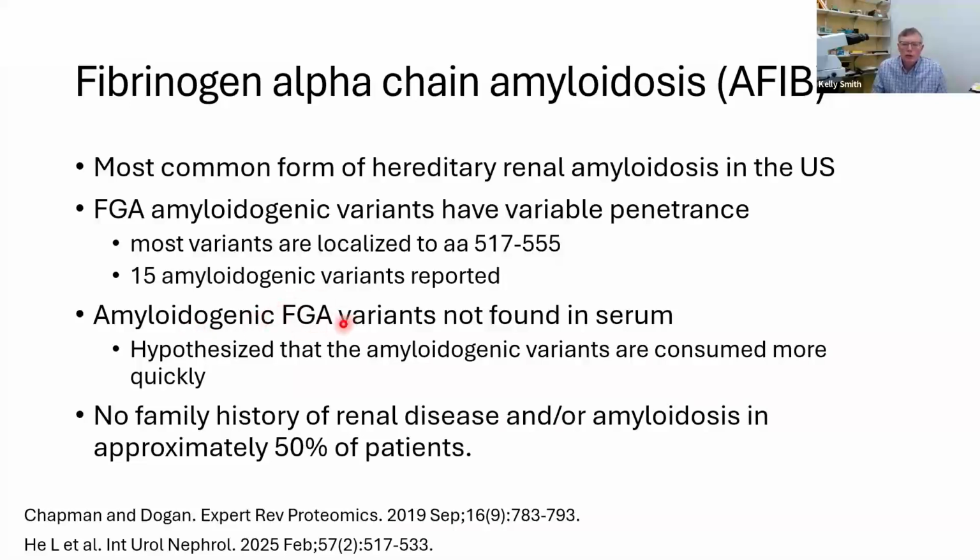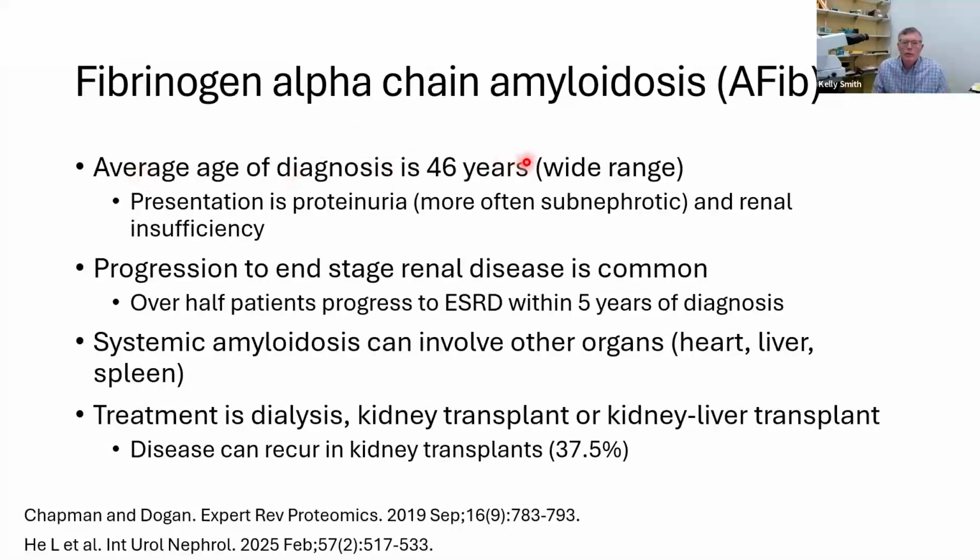The variants actually are not found in serum. It's hypothesized that these are consumed more rapidly, so that they turn over more rapidly, so you can't really identify them easily within the patient's serum. And about 50% of the patients, as with this patient, lack a family history of renal disease or amyloidosis. The average age of diagnosis is 46. Presentation is usually proteinuria, oftentimes subnephrotic, and renal insufficiency.